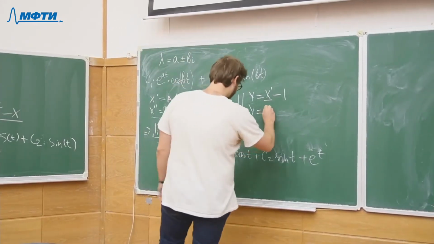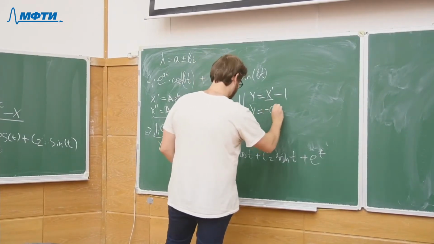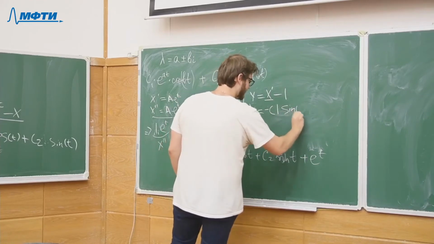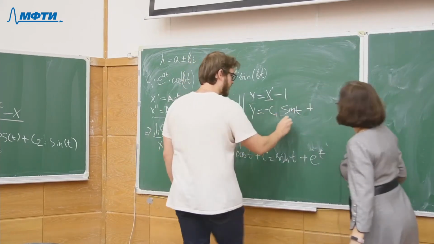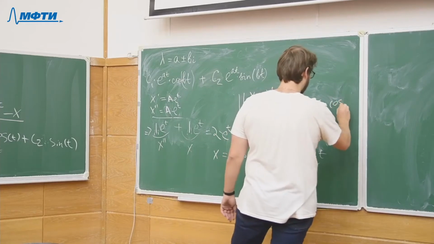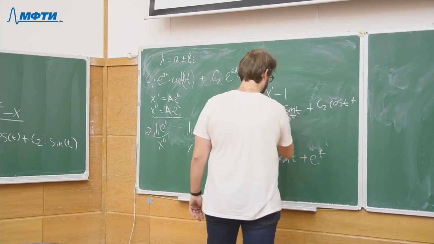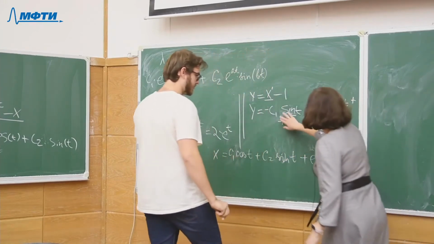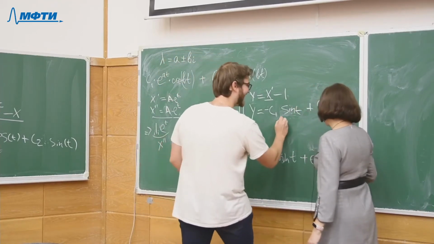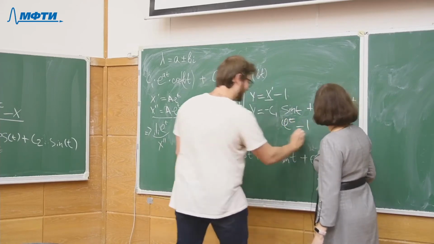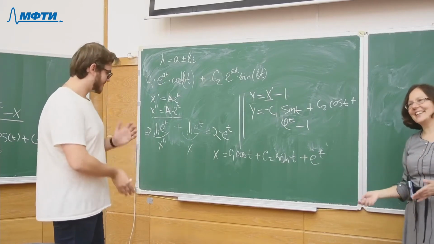So y equals the differentiation. The derivative of cos is minus sine, right. Minus C1, what is it, C1 sub 1, yeah, my bad. And then it's going to be C2 cos t plus e to t, and minus 1. Plus e to t minus 1 from here. So this is correct. This is x, this is y. So is it clear? Yes.